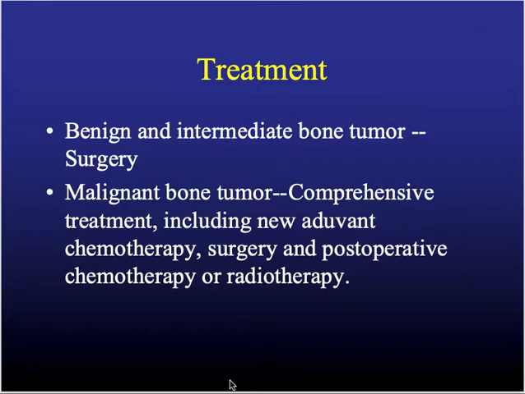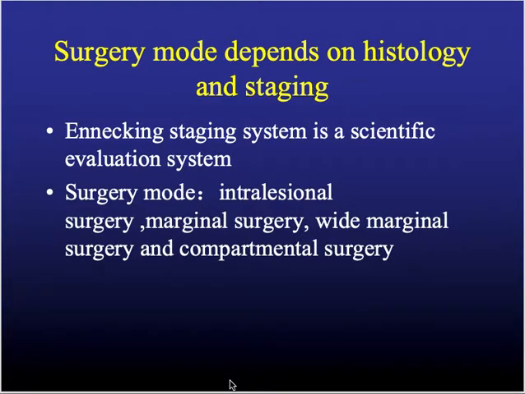Okay, and staging is to check how much a certain tumor has spread in the body, whether it is just localized here, or what the size is, and there are many things used for that. So of course we go for staging as well. Now you can see surgery depends more on histology and staging. The Enneking staging system is a scientific evaluation system.